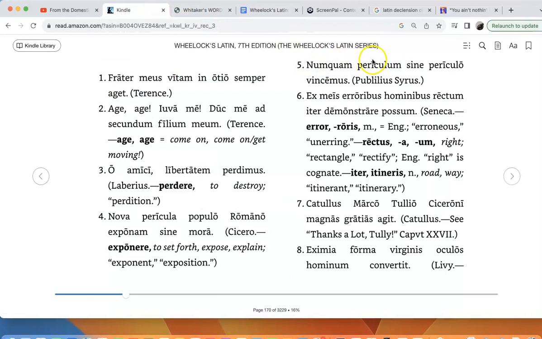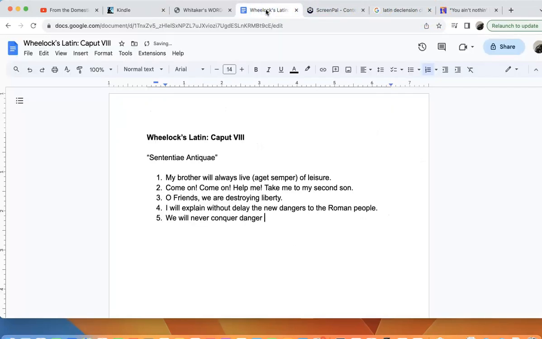We will never conquer what without what? We will never conquer danger without danger. So we will never conquer danger without danger. What does that mean? Because you may have to write about this on your test. Well, if you want to achieve something, if you want to learn how to climb Mount Everest, it's going to be dangerous. In fact, many people never come back alive.